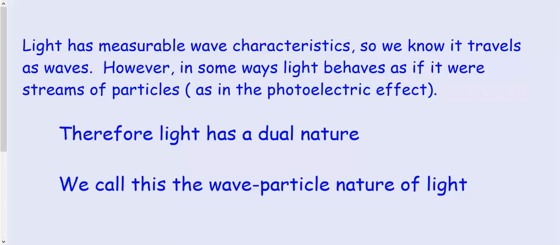Light has measurable wave characteristics. It has a measurable wavelength and a frequency, just like waves. However, in some instances, light behaves like particles rather than waves. So light has a dual nature. You'll hear this referred to as the wave-particle nature of light, or wave-particle duality. We also know that electrons have wave-like characteristics.